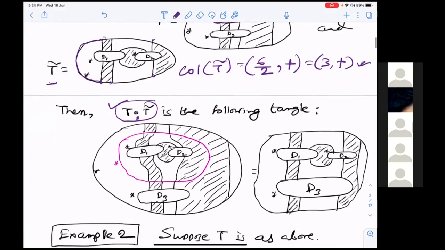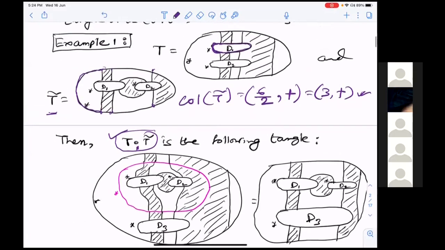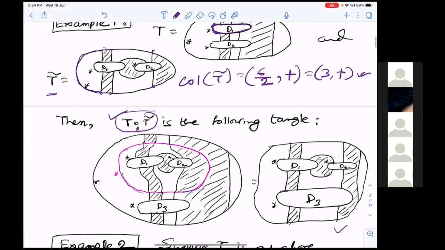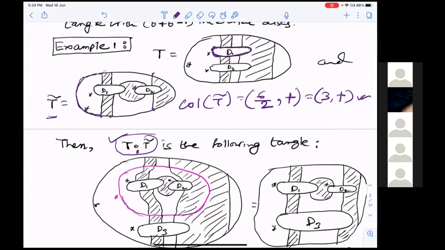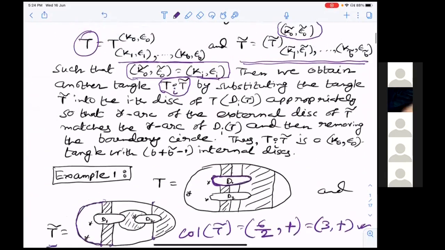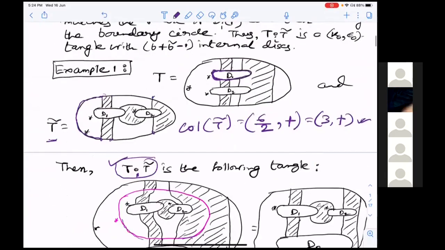So I have described it here. This is the disk D1, and inside D1 I have put this T tilde. So I have drawn this T tilde here. Now remove this color, this disk boundary, and the star also. So we get a new tangle. Now the number of disks has increased, so we just label them D1, D2, D3 properly. There is a rule for how to label D1, D2, D3. This is the substitution tangle.